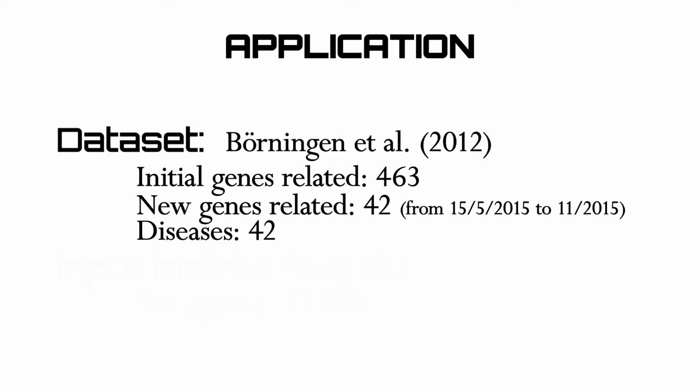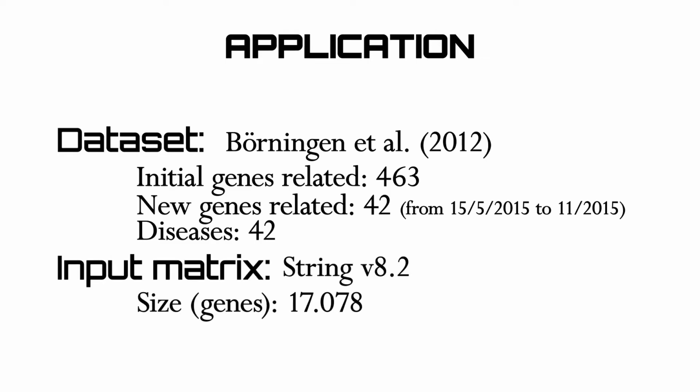To do that, we use already known genes as seeds. Related genes are ranked, and the top of these ranks is checked in order to find these 42 expected genes. As the input adjacency matrix, we compute a matrix based on STRING database version 8.2, which is previous to the discovery of these 42 new genes. This generates a matrix of over 17,000 elements.